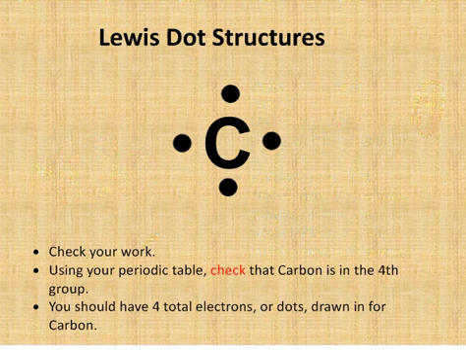Then you check your work. Again, you look at the periodic table and make sure that your element is in the group with the correct number of valence electrons. So again, we're going to check and make sure that carbon is indeed in group 14 or 4A, and make sure that you've only drawn 4 dots, one for each valence electron. And so that is the correct Lewis dot structure for carbon.